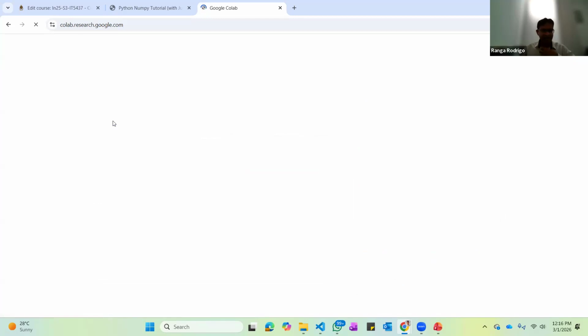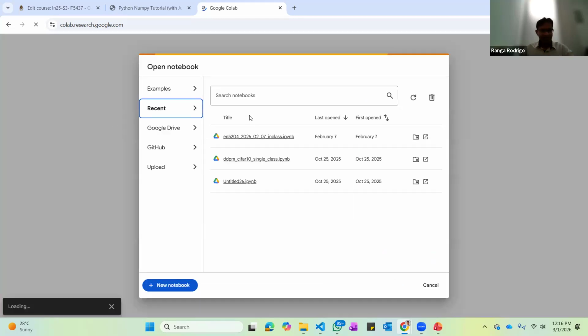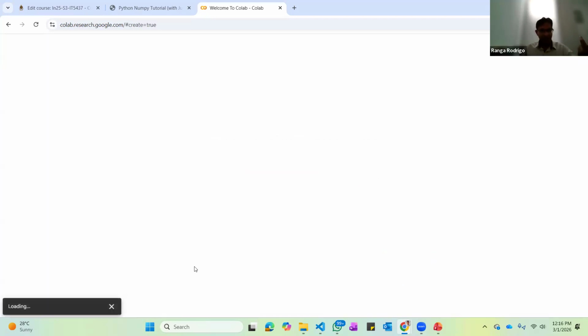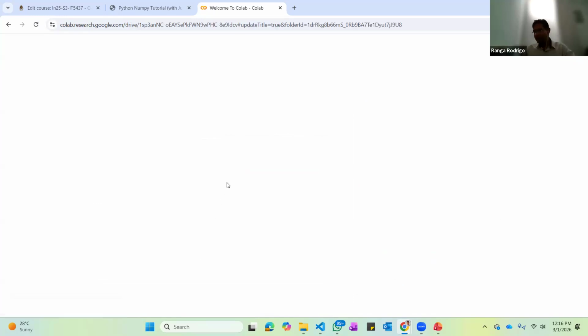Then you click that, and it will ask you to create a new notebook or use an existing notebook. So I say new notebook. Colab will create a notebook for you.